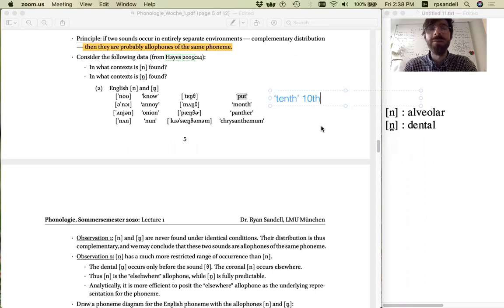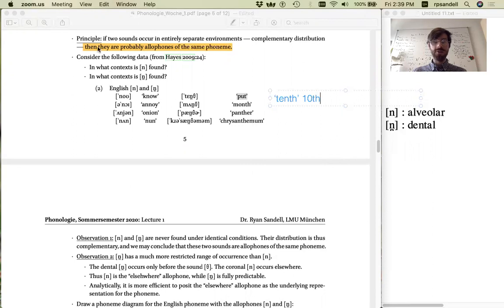Watch me pronounce, I'll move my mouth a bit closer to the camera and watch me as I read those words. 10th, month, panther, chrysanthemum. You may almost see my tongue protruding out from behind my upper teeth, whereas when I say no, annoy, onion, none, the group of sounds on the left side, you can't see my tongue whatsoever, because in the articulation along the alveolar ridge, you're not going to see my tongue whatsoever.